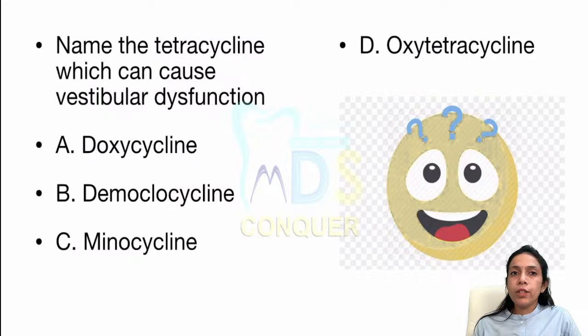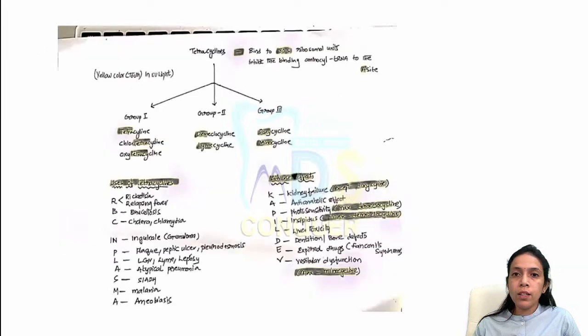Name the tetracycline which can cause vestibular dysfunction. Very good, students, absolutely. Great, so you're right on track. That is minocycline. Okay, minocycline. So here are handwritten notes by Dr. Shrikant. You can see here, that's already discussed in the smart videos as well.